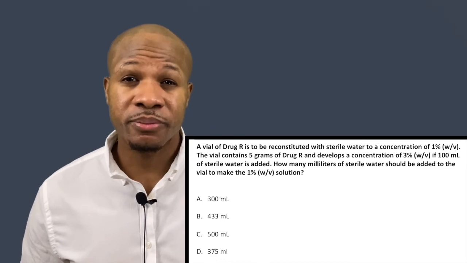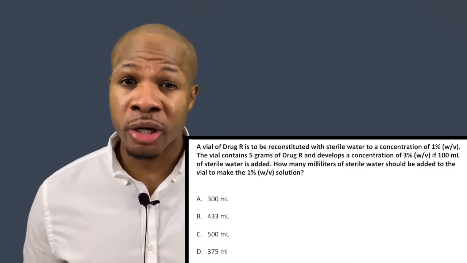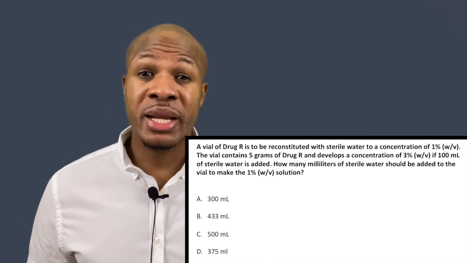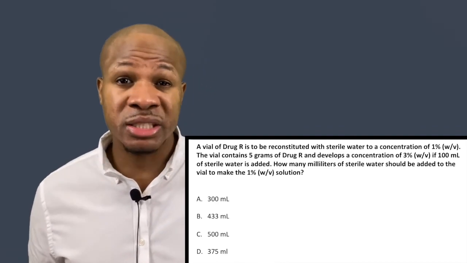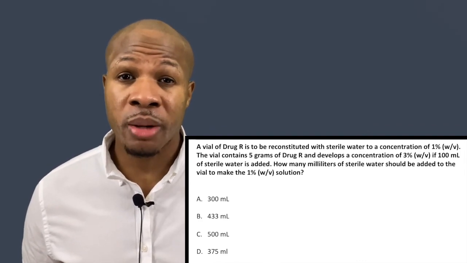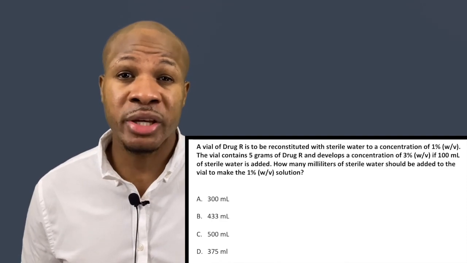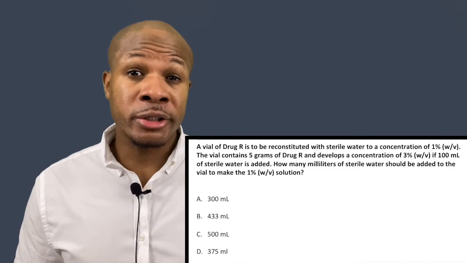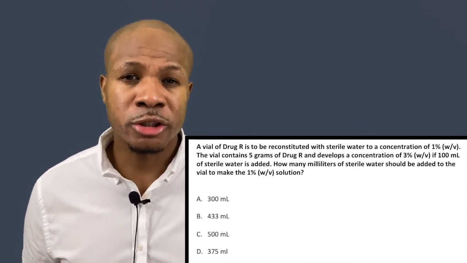But it's pretty tricky. So in this question, the pharmacist is going to be reconstituting a certain drug called drug R. So we have 5 grams of drug R in a vial, and we're being asked to find out how many milliliters of sterile water we would need to add to this vial to get a concentration of 1%. So it's a pretty straightforward problem, but there are two ways to get this question wrong. And the biggest way to get this question wrong is to ignore the statement that adding 100 milliliters of sterile water to the 5 grams of drug R leads to a 3% solution.